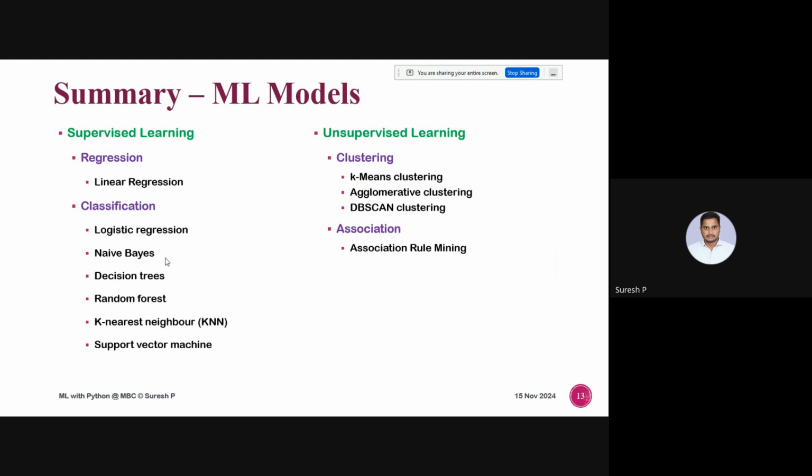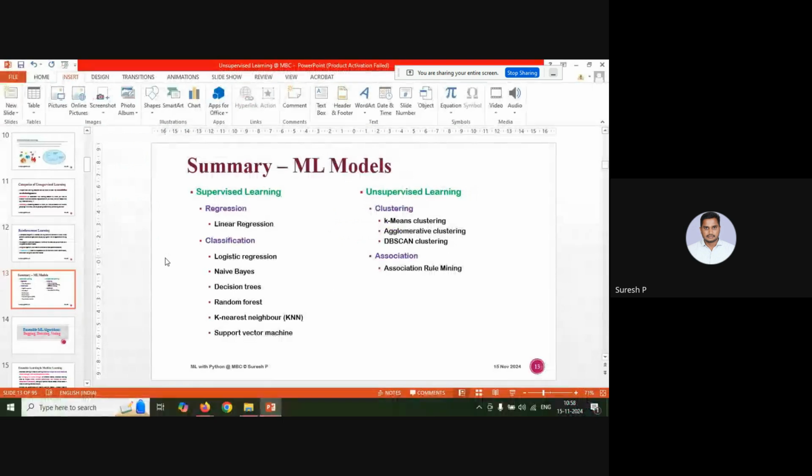So this is a summary of machine learning models. If you have any clarification as of now, you can ask me. I will give you a minute for questions. If you have any questions, you can ask me now.